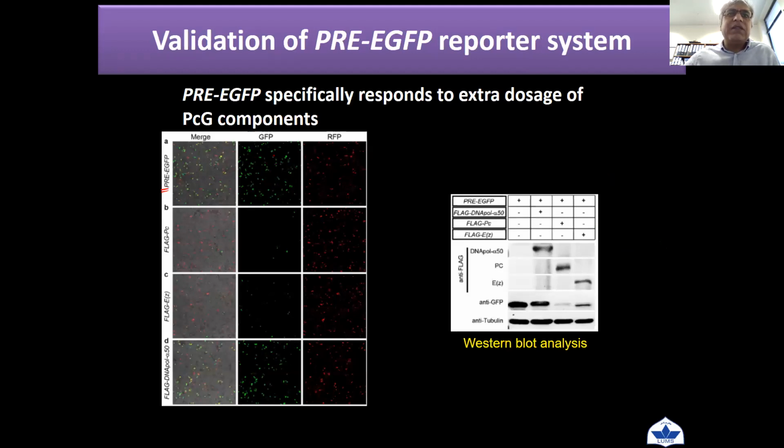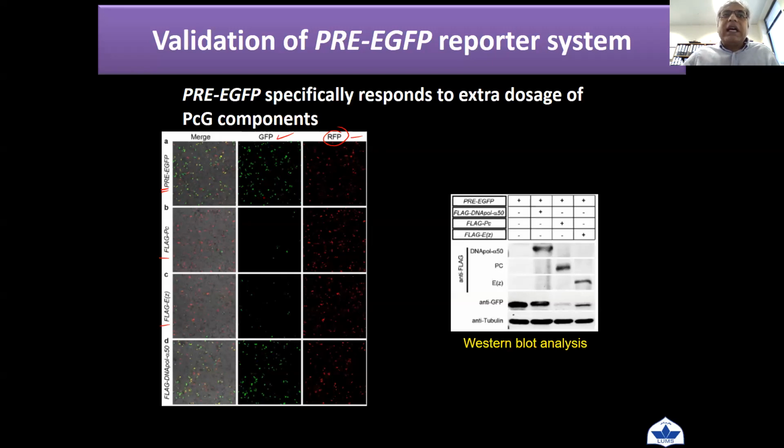When you have PRE EGFP alone, and we had an RFP construct, actin RFP, which is constitutively active, it should not show any effect when we play with polycomb and trithorax, because it is regulated by the actin promoter. Now in control, you can see GFP is very nicely expressed, and so is the RFP.